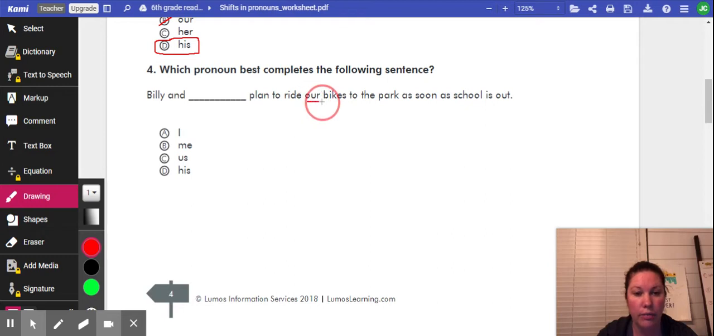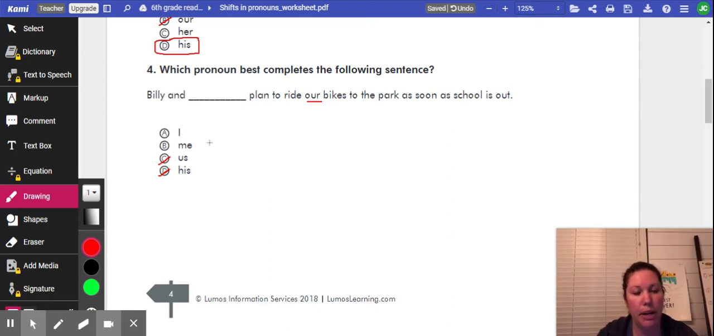All right, well, it's Billy and someone, right? And it says our here. Our usually refers to myself and another person, so you're included in that. So we could definitely cross off his, okay? And because it's Billy and I, so it is plural, we can cross off us for that reason. So it's either I or me.